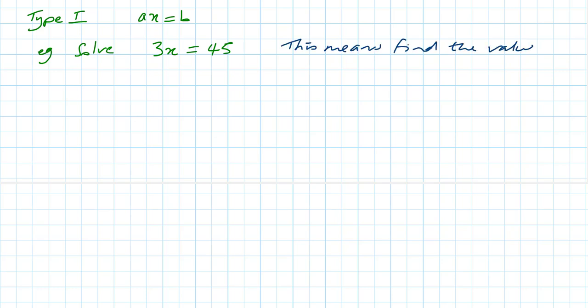So the first one we look at is type 1, which is ax equals b. And the best way of doing this is by example. So the question is going to be, solve 3x equals 45. This means that we've got to find the value of x that's going to satisfy this equation, that's going to make the statement correct.